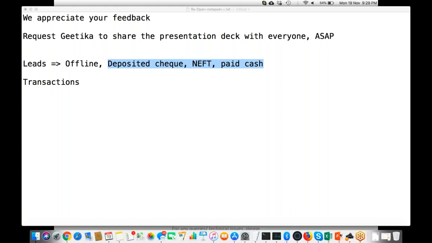So this is where I missed in my implementation. And then I said, okay, let me know more about it. Okay, I got this requirement and I'll get it implemented. Don't worry. Okay, so this can be done.